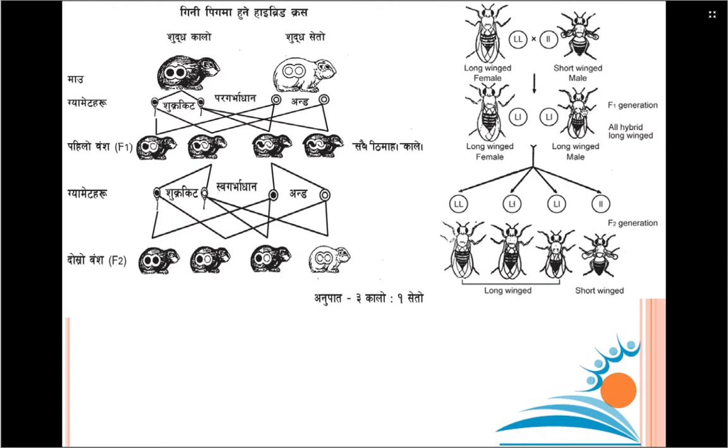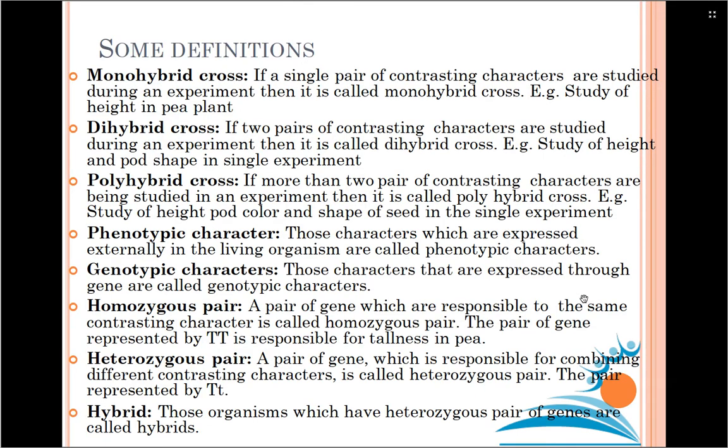So when they are again crossed, then you will find ultimately the character which was hidden in the first generation will again reappear in the second generation. See, out of four, three are having long wing and one is having short wing. So ratio is again three are long and one is short wing. So 3 is to 1. So the result is the same everywhere when you are crossing a pair of contrasting characters.